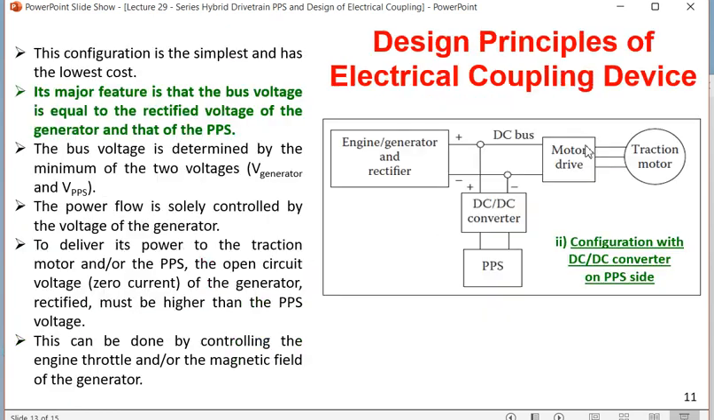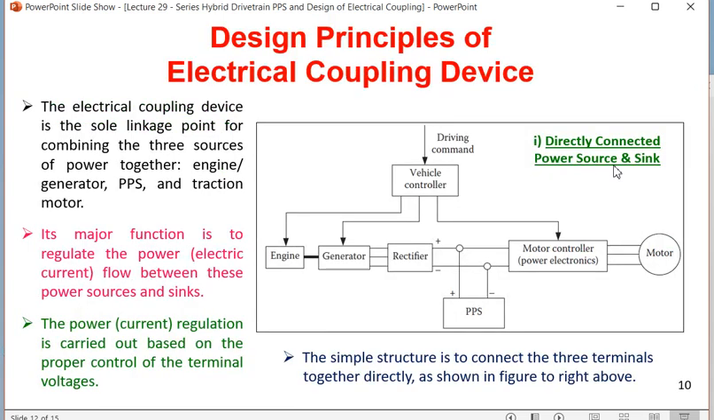In the second case, you are finding this is the primary source. That means engine, generator, and rectifier together are giving the DC power here, or AC power, depending on the type of the traction motor. And PPS was here, but between the PPS and the bus there is a DC to DC converter. This plays a very important role. What is the importance of this? We are going to see in the subsequent slides. And the question can be asked: which of these two configurations, the DC to DC converter with PPS or the directly connected power source and sink, is better?